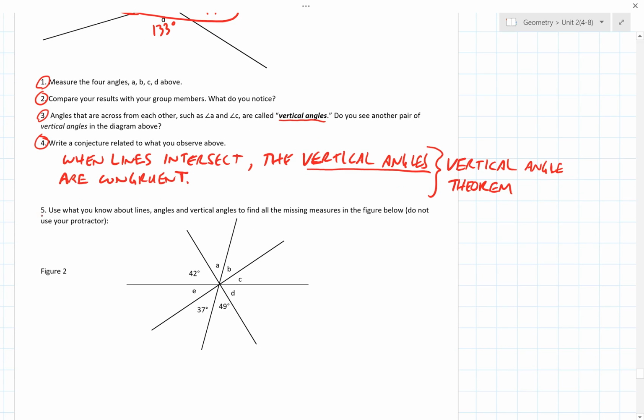Okay, so now we'll go on to step 5. This time we're not going to use our protractor. We're going to use what we know about vertical angles and linear pairs and so on in order to fill in the rest of this diagram.